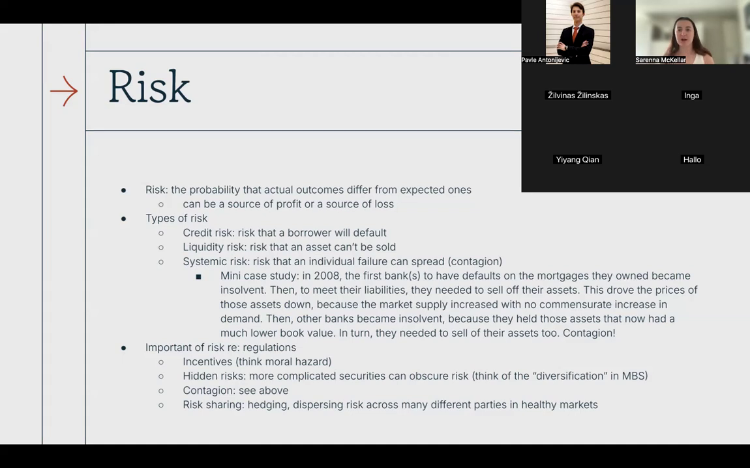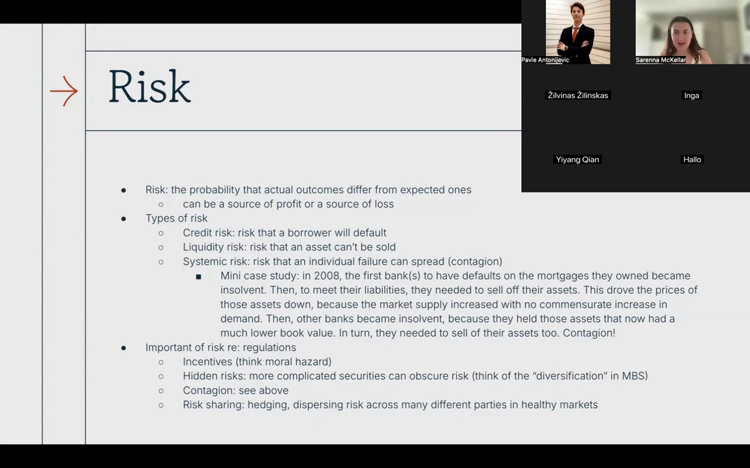So that's systemic risk, which is how the interconnectedness in financial markets means that one failure can cause a lot of other failures. There's the importance of risk as well in terms of regulations. So the first thing that we care about is incentives. You want to reduce things like moral hazard. The second is hidden risks that are often tried to be regulated away in terms of some of the disclosure requirements we talked about earlier.